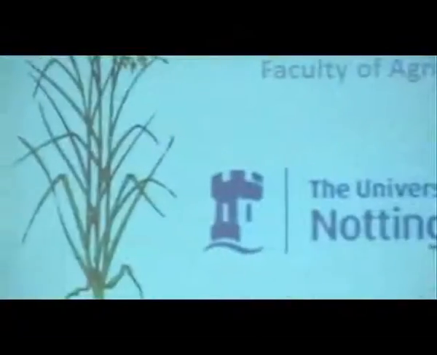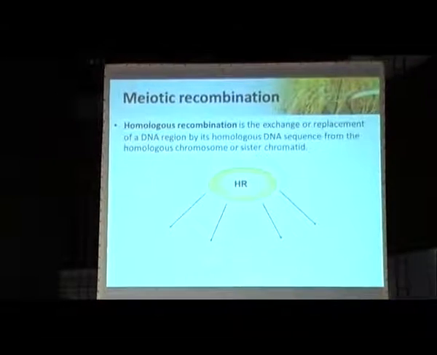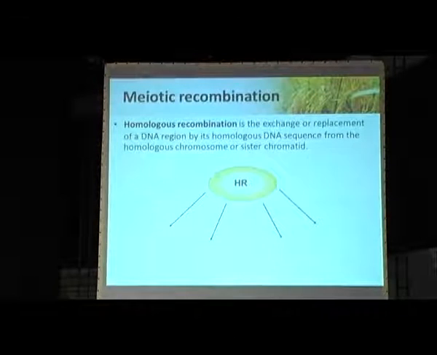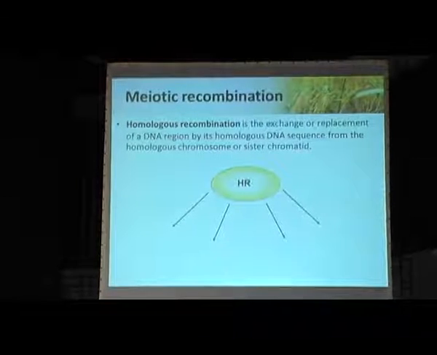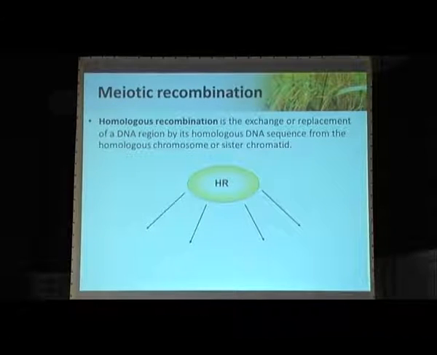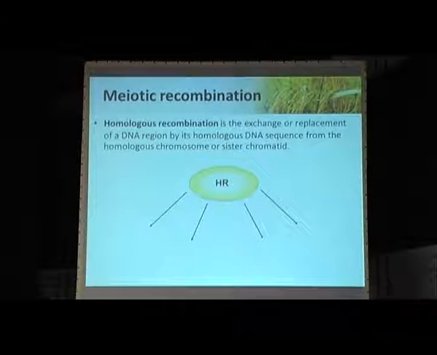Afternoon, everybody. Today, I will talk about the rice genes for meiotic recombination, using OsDMC1 and Rad51 to complement function in the Arabidopsis mutant. So, what is homologous recombination? Homologous recombination is the exchange or replacement of a DNA region by its homologous DNA sequence from the homologous chromosome or sister copy. It is an important process of life which contributes to genetic diversity and the maintenance of genome stability. It functions in both meiotic and mitotic cells.